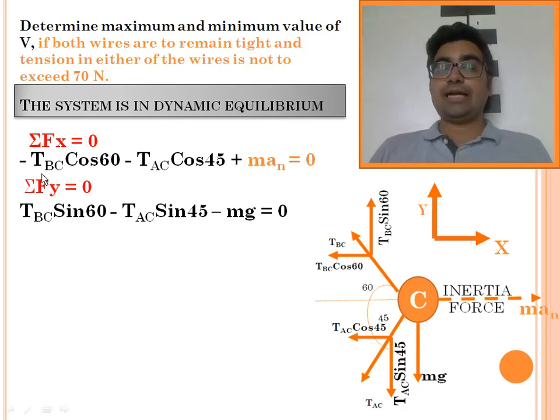So considering that, I have written summation Fx equals 0. Summation Fx equals 0 gives an equation: minus TBC cos 60 minus TAC cos 45 plus m a_n equals 0. So in summation Fx equals 0, there are three unknowns, TBC, TAC and a_n. What is the formula of a_n? V square by r. R is given as 1.5. So I can say that in this equation TBC, TAC and v are unknown. Let's go to summation Fy equals 0. Summation Fy equals 0 says that only TBC and TAC are unknown.